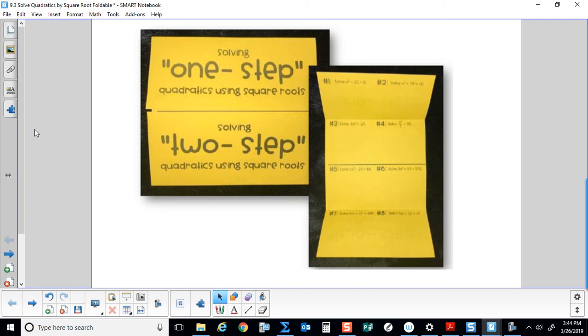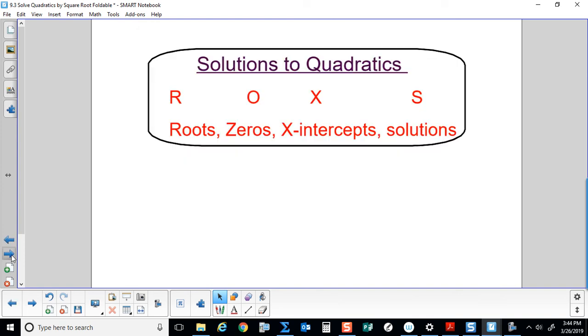Today we'll be solving quadratic equations using the square root. So when we solve quadratic equations, we have different ways to refer to the solutions. We think of the acronym ROCKS: roots, zeros, x-intercepts, and solutions.